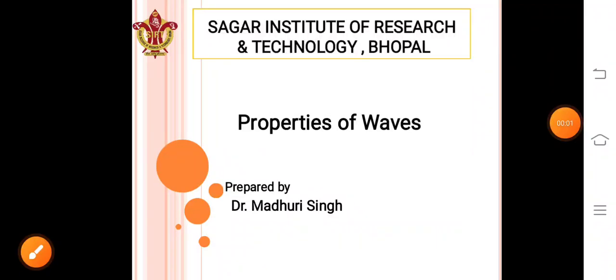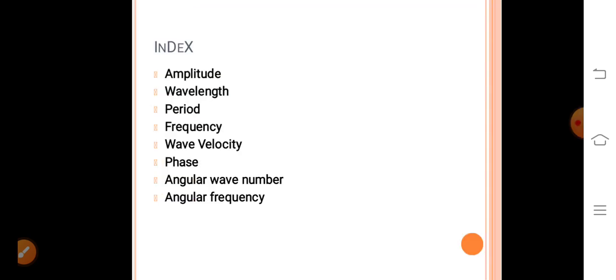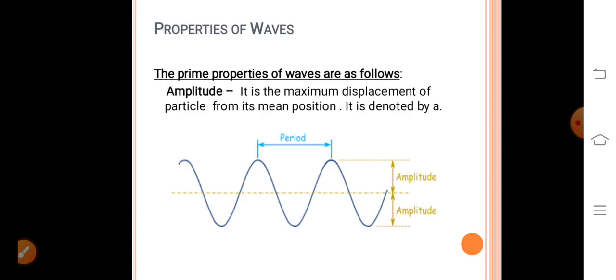Good morning, students. Today we will talk about the properties of waves. This is the summary that we will discuss in this topic. The first property of waves is the amplitude.